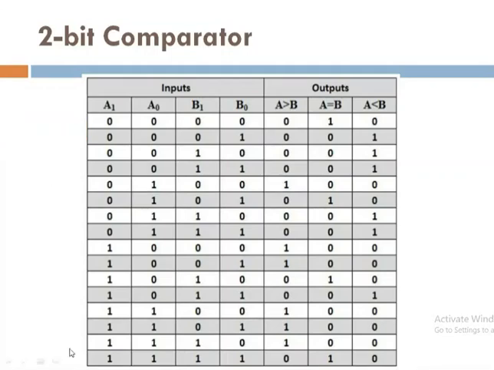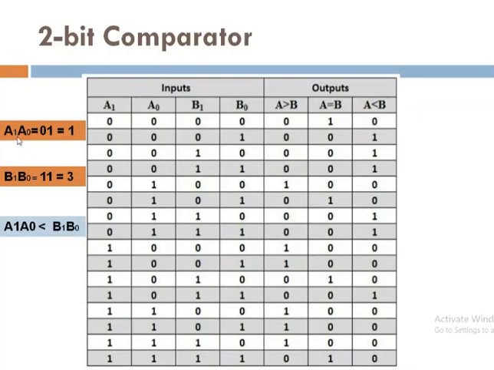Now calculate the next part, that is B1 and B0. For example, I'm considering the B1 and B0 value as 1, 1. Now convert it into a decimal value. 1, 1 is nothing but 3. From this decimal number, we can say that 1 is less than 3. Then from that, we can say that A1, A0 is less than B1, B0 for this particular example. So finally, we can say that A is less than B. So this particular output line will be high, and the other two lines will be low.